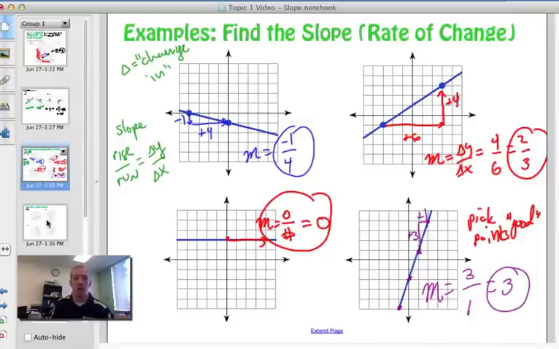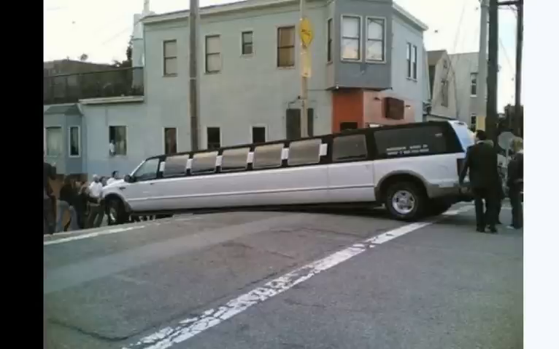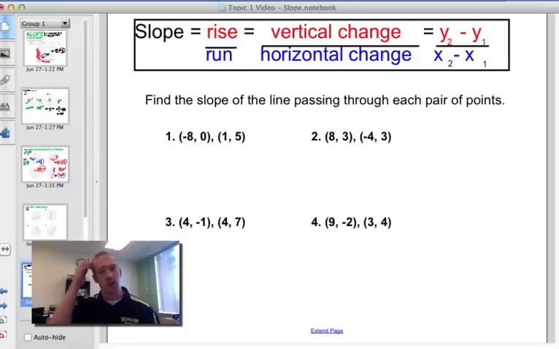Alright, so there's a few more slides after this, but there's your U-try that pertains to that example, so looking at a graph and getting the slope. So now what if they just give us the points? Alright, so copy this down if you don't already have it.